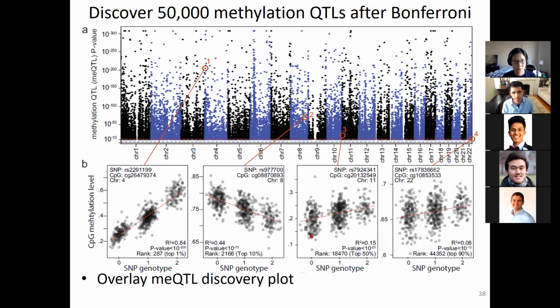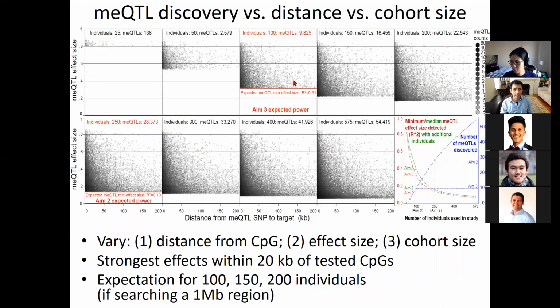Because we're decomposing that matrix of genotype by person and we're removing the principal components, the genotype itself is varying continuously. The next thing you can ask is, what is the power that I have with 25 individuals, with 50 individuals, with 100, with 150, 200, 250, 300, 400, and 600 individuals? What is the power that I have to discover QTLs?